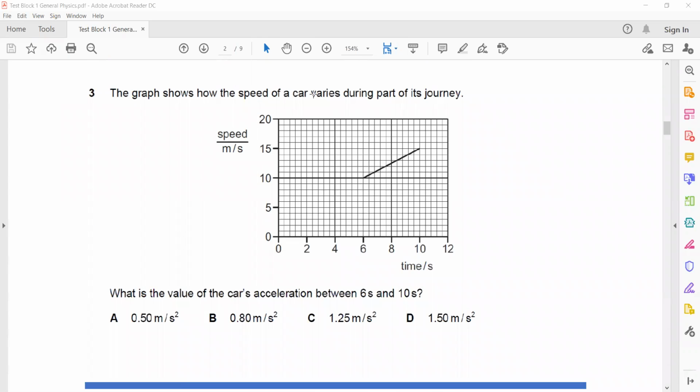The graph shows how the speed of a car varies during a part of its journey. What is the value of the car's acceleration from 6 seconds to 10 seconds? Acceleration is the change in velocity divided by time. So 15 minus the initial 10, and the time interval, because it started at 6 and ended at 10, is 4. So (15 minus 10) is 5, divided by 4, equals 1.25 meters per second squared. So C is the right answer.